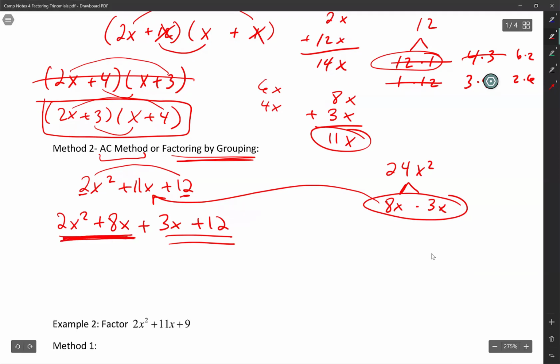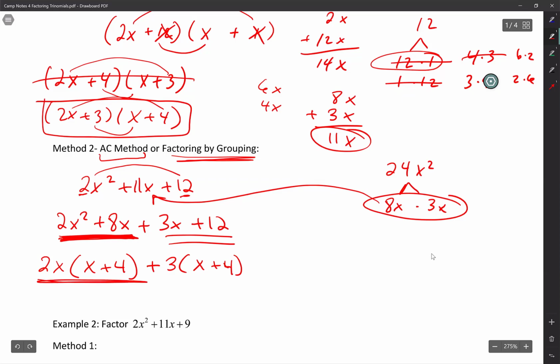So now once we get there, what you do is you factor out, what can you factor out from the first two here? Well, you can factor out a 2 and you can factor out an x. So when you do that, I'm going to have x plus 4. Now the whole key here is to get another x plus 4. So I'm going to factor out a 3, and yet again, I get another x plus 4.